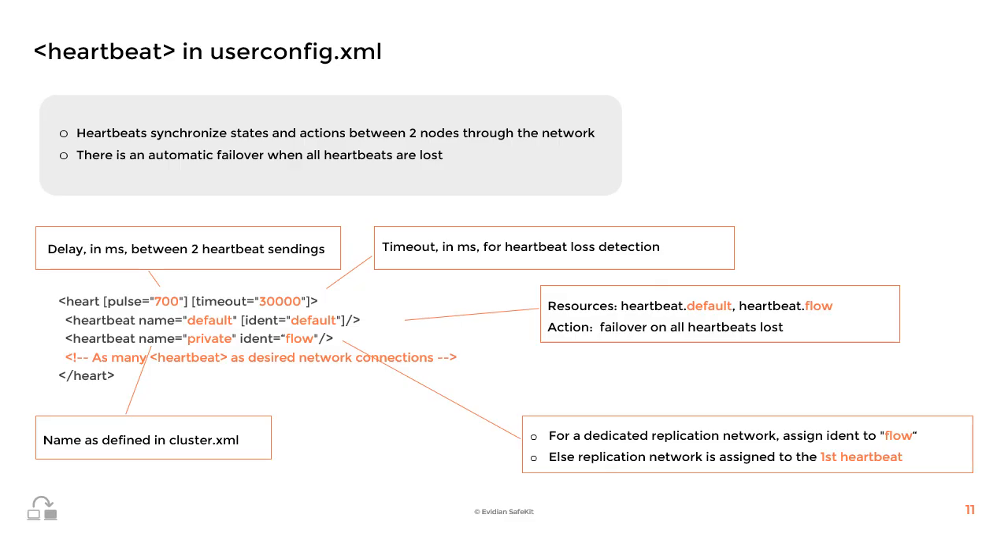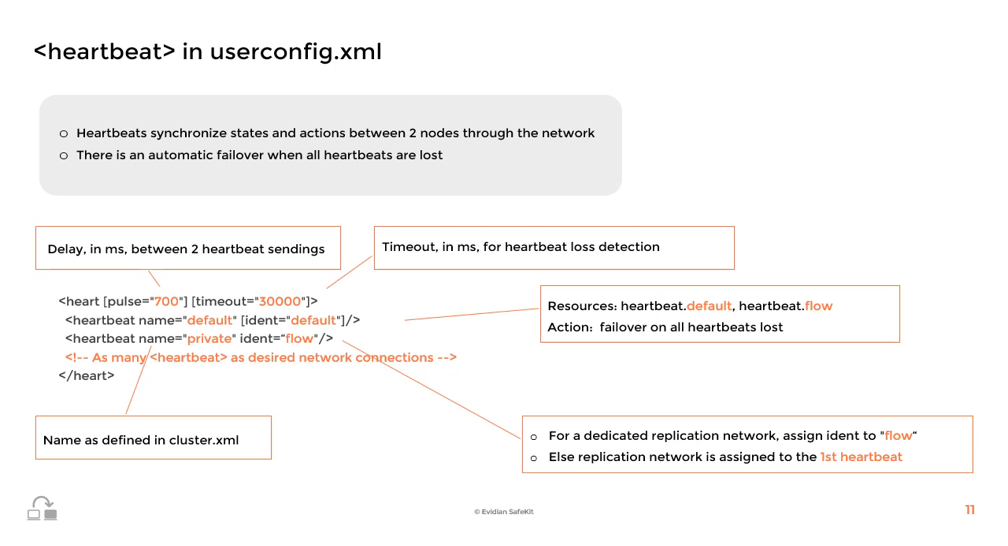Heartbeats synchronize states and actions between two nodes through the network. There is an automatic failover when all heartbeats are lost. The heart tag allows the configuration of heartbeats in userconfig.xml. The pulse attribute defines the delay in milliseconds between two heartbeat sendings. The timeout attribute defines the maximum time in milliseconds before considering that heartbeats are lost and triggering a failover.